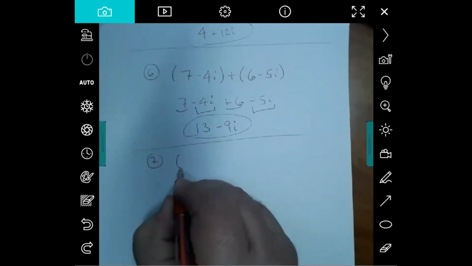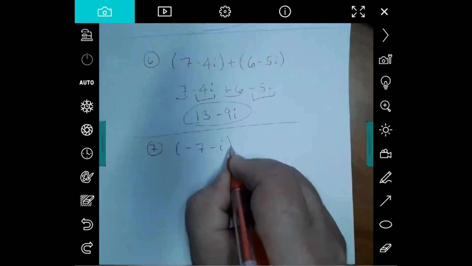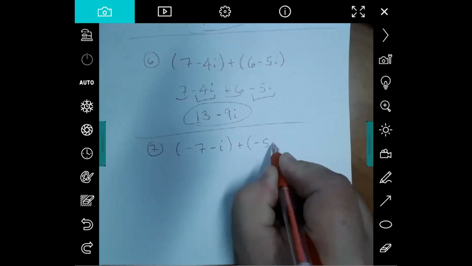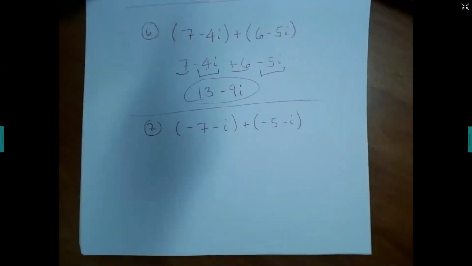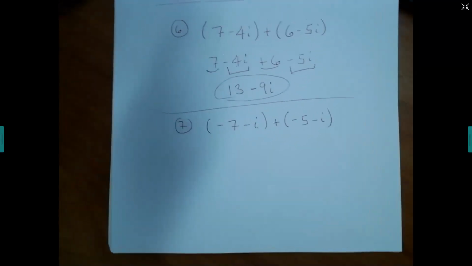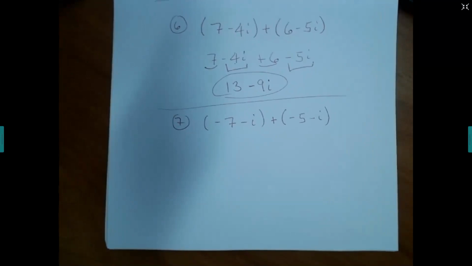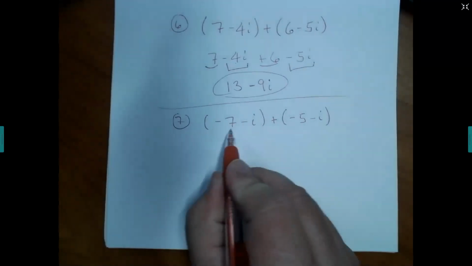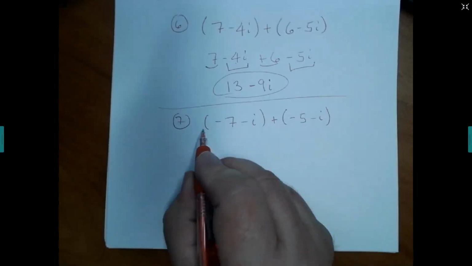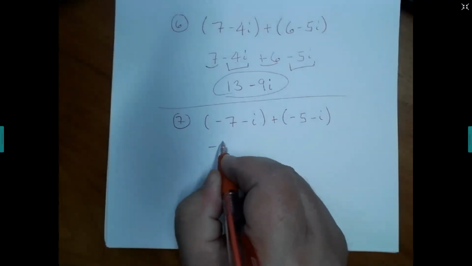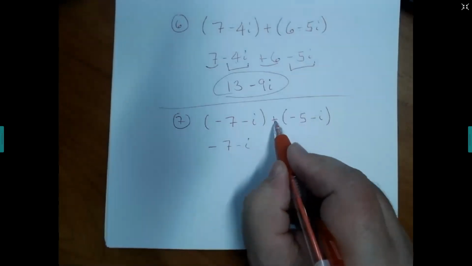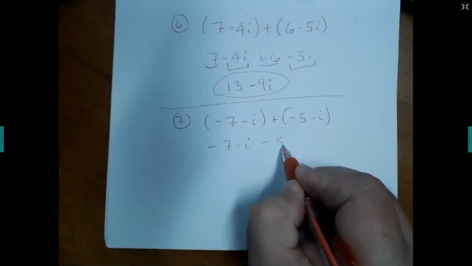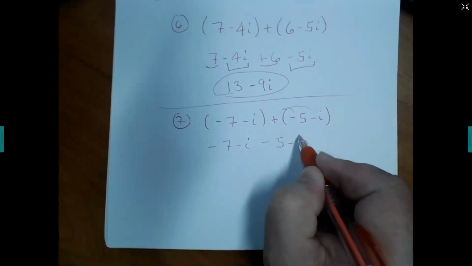Number 7, we have negative 7 minus i plus negative 5 minus i. Again, repeat the process. We can't do anything. Order of operations always exists. You can't do anything inside the parentheses. We can't distribute anything, so drop the first one. Now the second one was positive times negative is a negative 5. Positive times negative is a negative i.